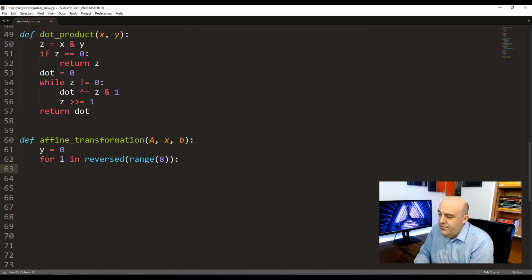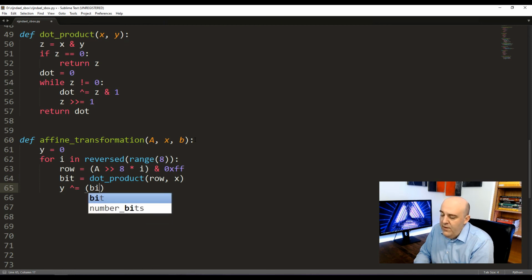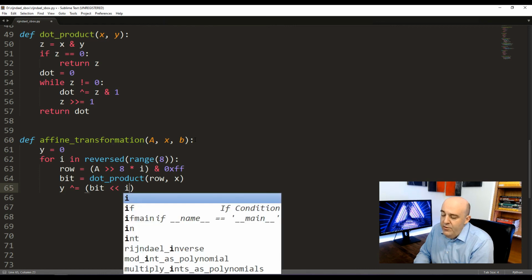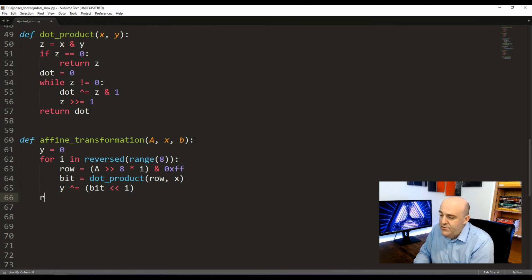And then each time we access the row, we do that by shifting A to the right by an appropriate amount. And then we AND it with 0xFF, which is just 8 ones. And that captures the appropriate 8 bits of A, which corresponds to the row of the matrix. And then we just take the dot product of that row with x, call that the bit. It's either 0 or 1. And then we left shift the bit value over by an appropriate number of units, i, and then we XOR it onto y. And doing that doesn't affect the previous bits of y. And then after we exit that for loop, we have the value of Ax, the matrix A times x, and then we just need to XOR b onto that. So we return y XOR b.